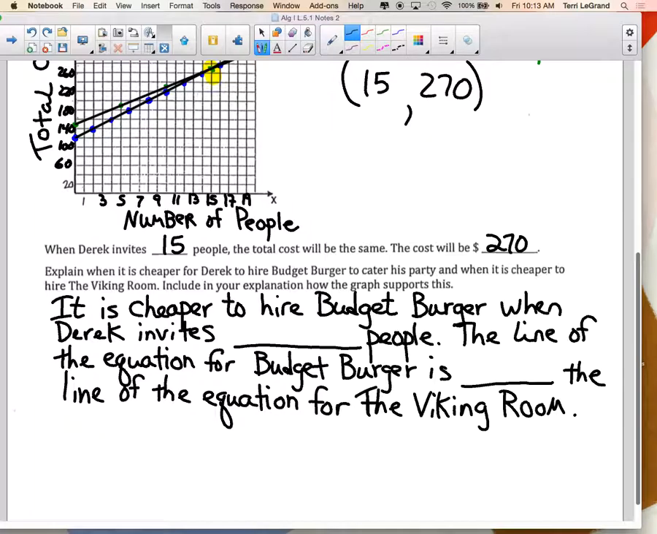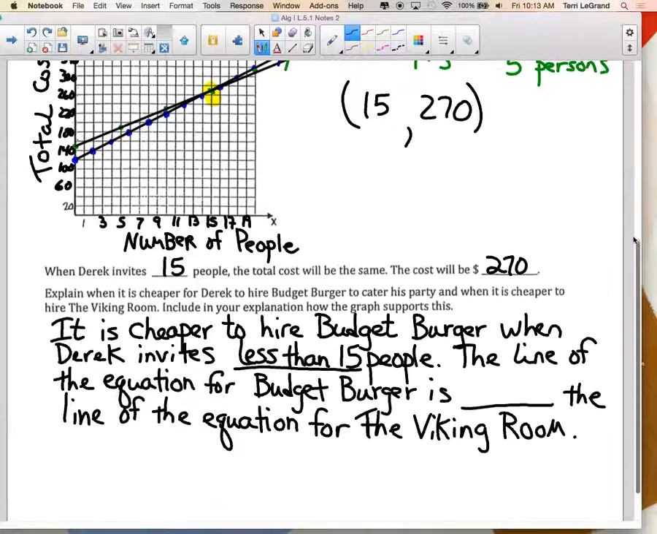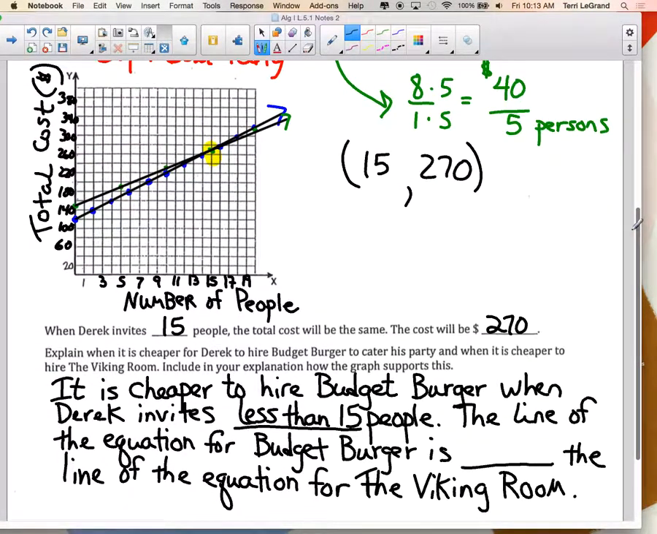Anybody got it figured out, when is it cheaper to hire Budget Burger? Austin? It's cheaper to hire Budget Burger if there's less than 15 people. Okay, so if he invites less than 15 people, it's going to be cheaper for Budget Burger. How does the graph support that? Well, the burger line is below the Viking Room line, the price, until it hits 15 people and then it goes above.